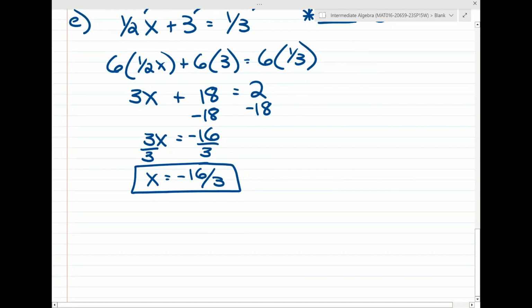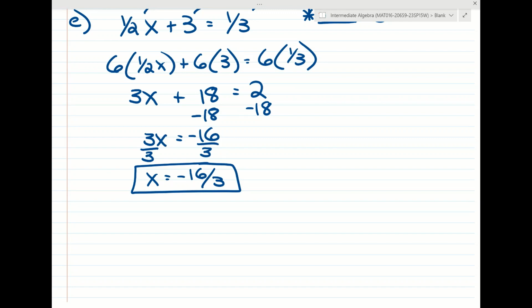From this class forward, if you have to take pre-calc or anything else beyond this, you always want to write the answer as an improper fraction. So -16/3 is the way you want to write the answer. You don't want to use a decimal, and you don't want to use mixed fractions. You don't want to write 5 1/3. That's kind of what we do at maybe high school or elementary school. At this level, we use improper fractions.